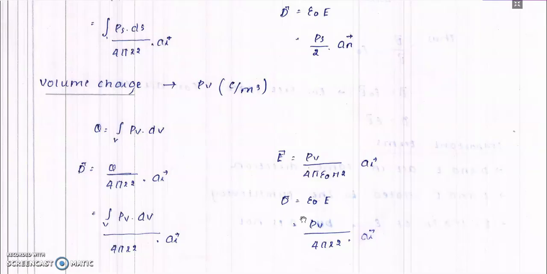While substituting the values, Q is the volume integral of rho into dv. So finally, the equation becomes the volume integral of rho into dv divided by 4 pi R square into AR vector. In the same way, this can be easily derived from the equation of Coulomb's law, E is equal to rho v divided by 4 pi epsilon naught R square into AR vector. So finally, the electric flux density D can be represented as epsilon naught into E, that is rho v divided by 4 pi R square into AR vector.